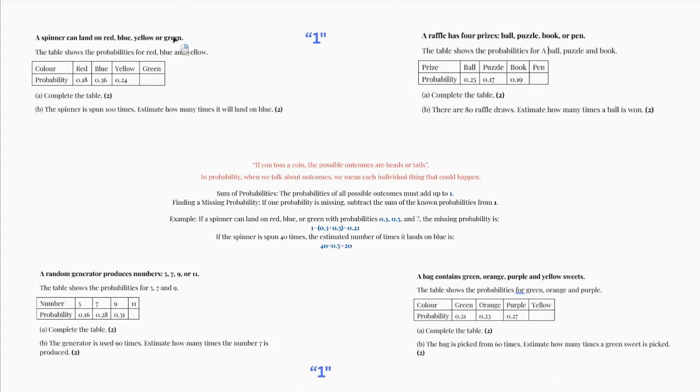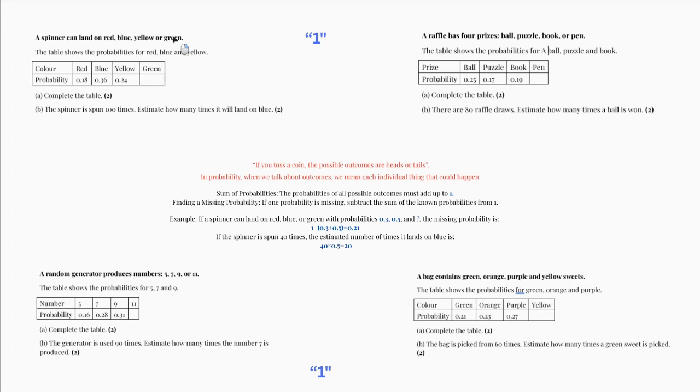Hi guys, this is an example lesson on how to use the sum of probabilities when all possible outcomes must add up to one. So you will see these kinds of questions come up in a lesson on a foundation paper. The key word is one. I say one a lot because it's all got to equal one. Now I'm going to show you an example straight away.